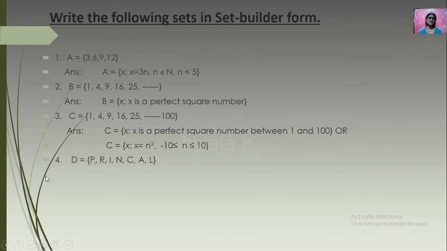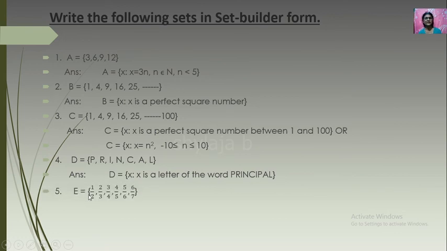Next, fourth question. Set D has these elements: P, R, I, N, C, A, L. If you read these elements continuously, we imagine that this is the word principal. So definitely it is correct. So D is equal to x such that x is a letter of the word principal. It is very easy.